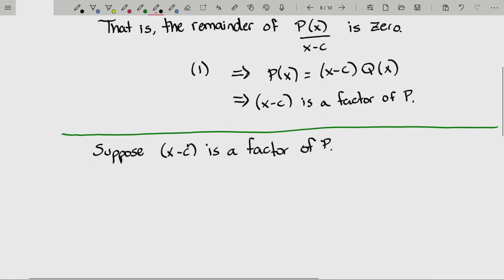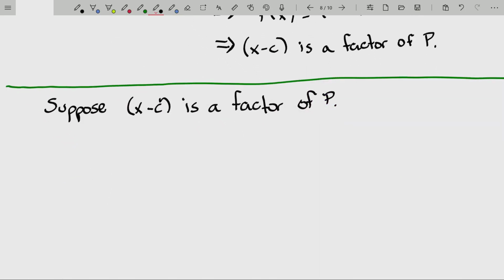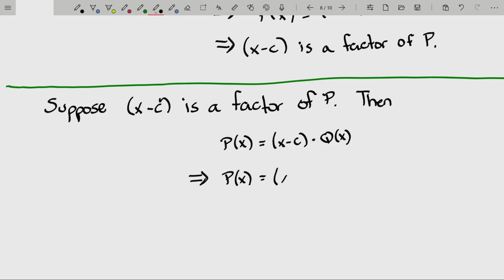Well, if that's the case, then it should be kind of obvious that p can be written as x minus c times some other factor, which would be the other stuff involved that you didn't factor out. I'm going to call that other stuff q just for convenience. But that's a logical deductive statement. x minus c is a factor of that polynomial, so we can factor it out.